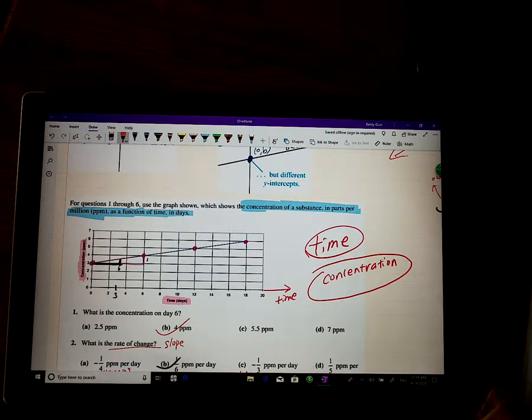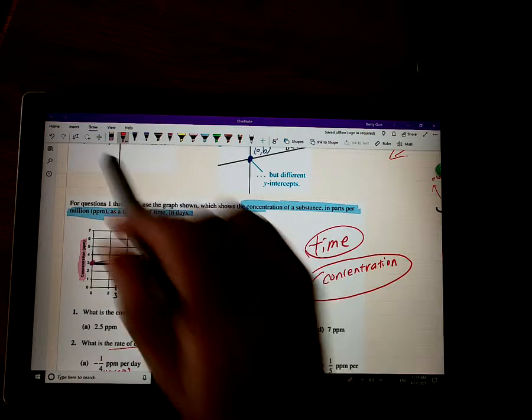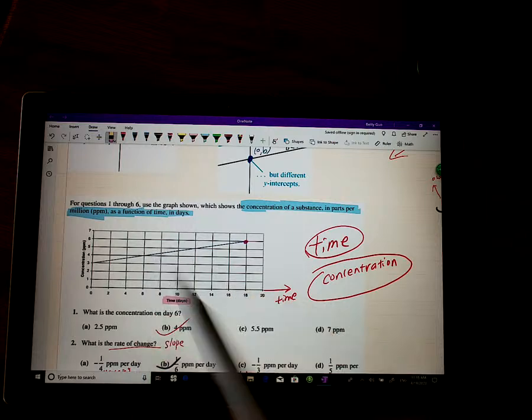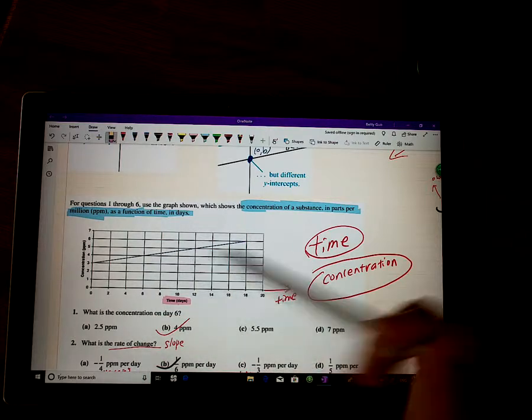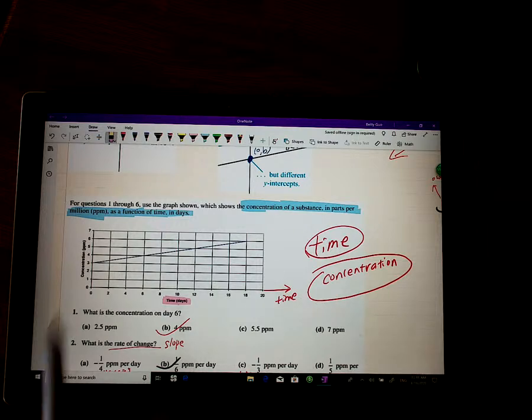I don't know what kind of substance this is. So as time goes by, the concentration of a substance is increasing because the straight line is going up, right? So let me erase those, then we can see it better later. So this is part of the straight line actually. Independent variable is time. Dependent variable is the concentration in ppm. We are given a linear function, a linear modeling.